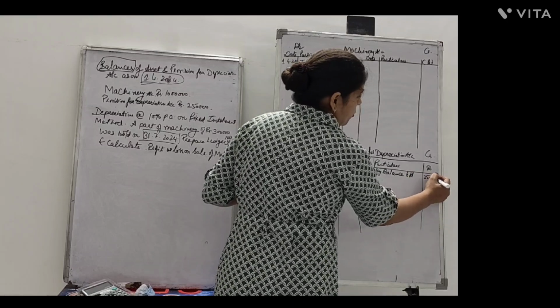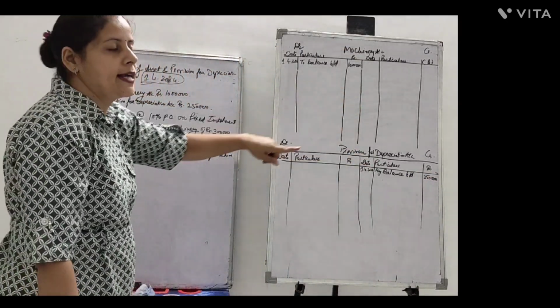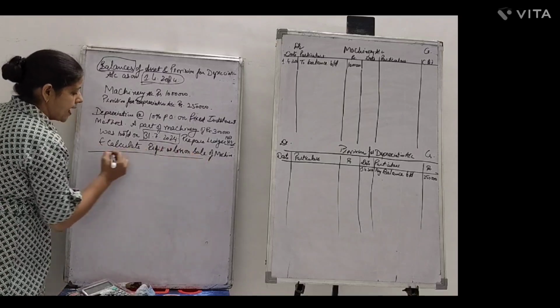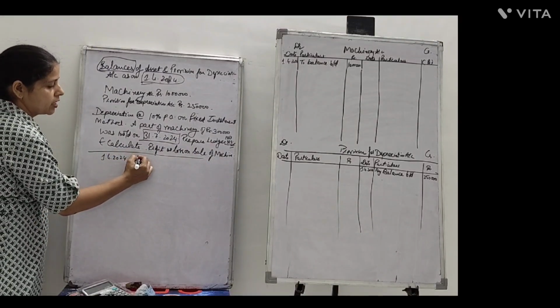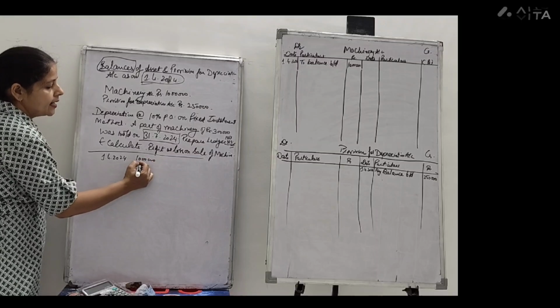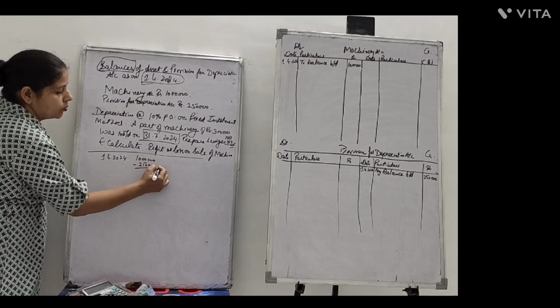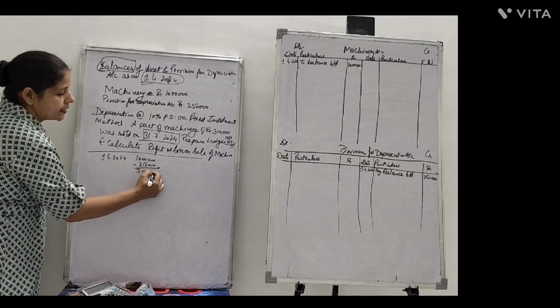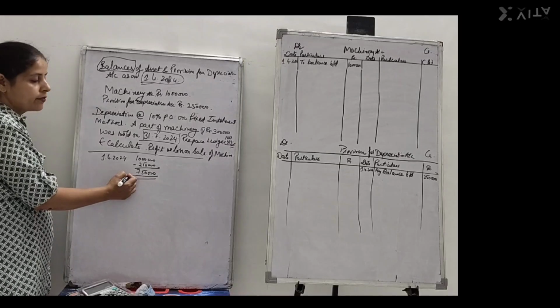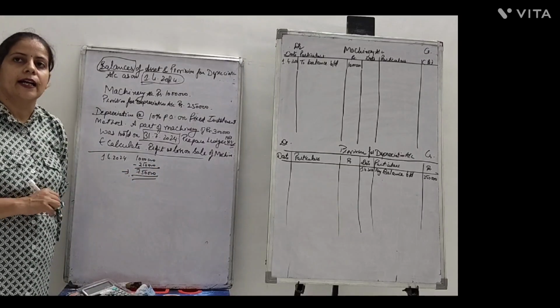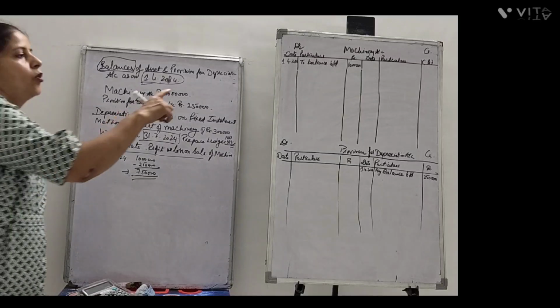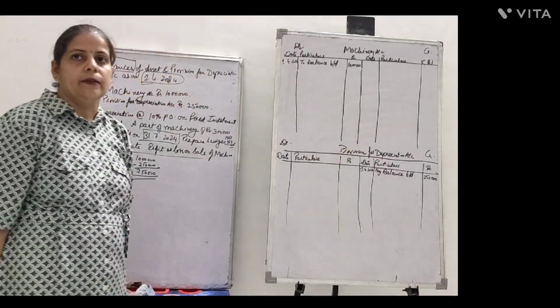What do these balances show? These two balances show that as on 1st of April 2024, if the machinery was of rupees 10 lakh and the provision was of 2,50,000, what was the actual value of machinery after depreciation, that is rupees 7,50,000. This is what these balances mean.